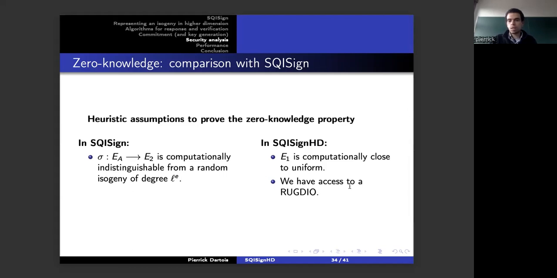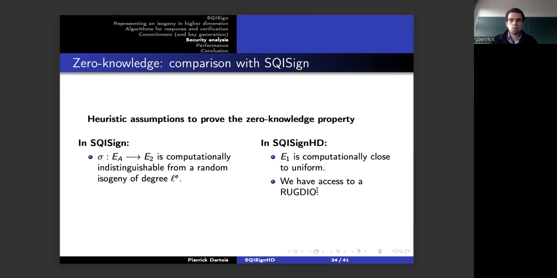Of course, we have this additional heuristic, which is just an oracle, but this is not a big deal, because with this oracle we cannot hamper the security of the soundness, for instance, because this oracle cannot be used in existing attacks against the endomorphism ring problem, which is necessary for soundness.